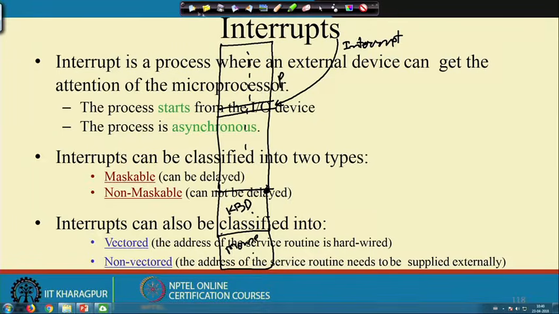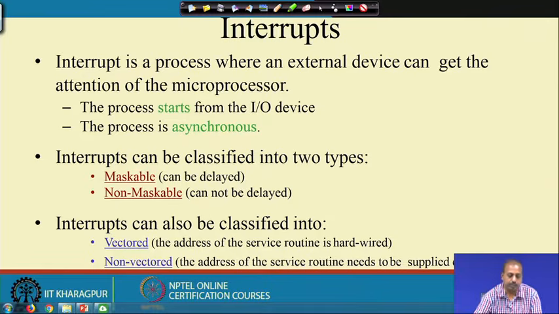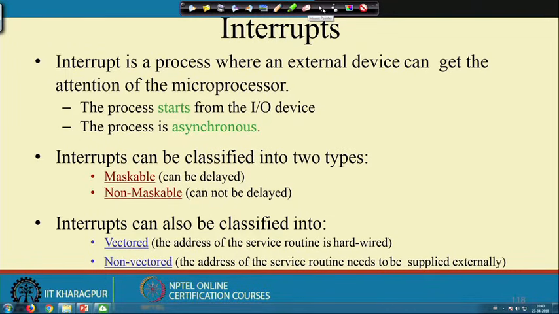In case of vectored interrupt, the processor knows the service routine address where to go, and in case of non-vectored interrupt, the processor does not know the service routine where to go. So, in the second case, the processor has to get the address from the device. So, this is the difference between vectored and non-vectored interrupt. In case of vectored interrupt, the address of the service routine is hardware, so it is fixed by the designers, and in case of non-vectored interrupt, this needs to be supplied externally by the device.